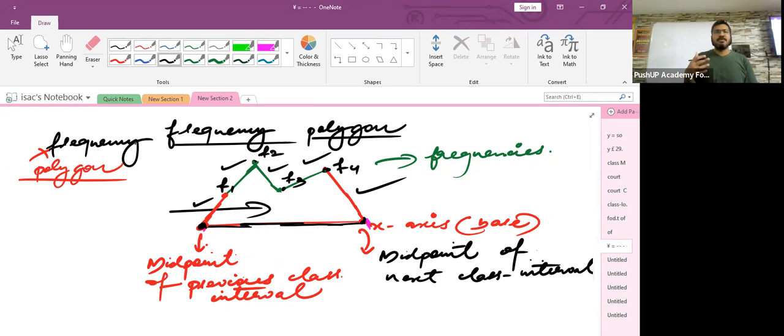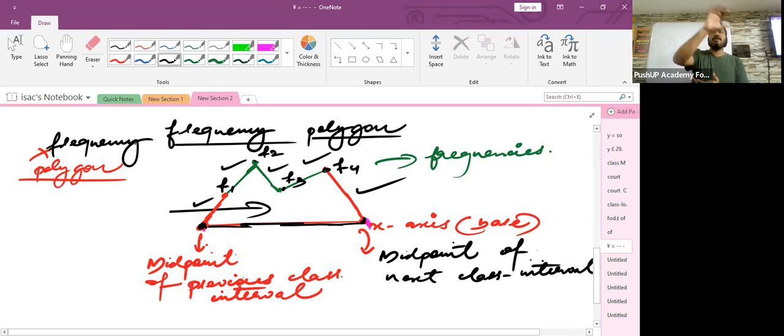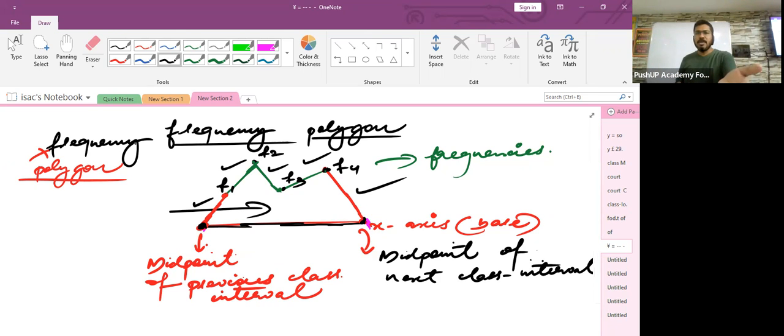You all must be having a curiosity to know why it is named as frequency polygon. It is known as frequency polygon just because this polygon was made with the help of the different frequencies given to us in the table, isn't it? Without plotting these frequencies, would you be able to create this polygon? No. So whatever frequencies were given to you in the table, using those frequencies, you started connecting all the points and then converted it into a polygon. Hence, it is named as a frequency polygon. Is that clear?